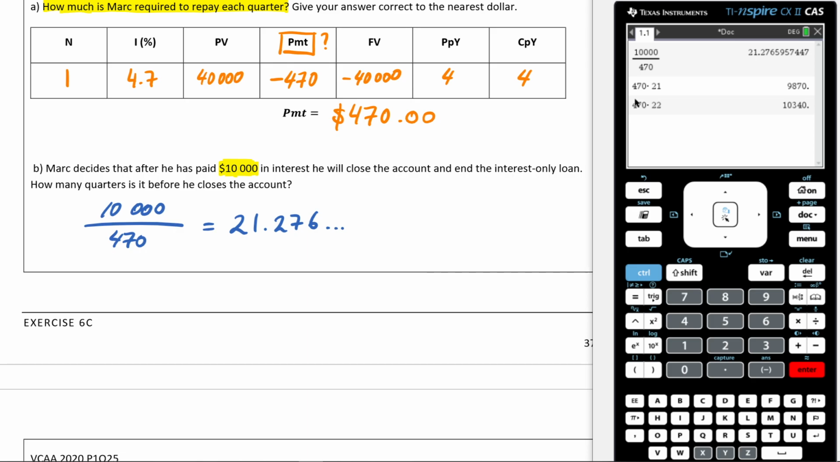So Mark decides that after he's paid $10,000 in interest, it would have to be 22 quarters because then he's paid over it. He hasn't paid $10,000 in interest if it's 21. So therefore, 22.